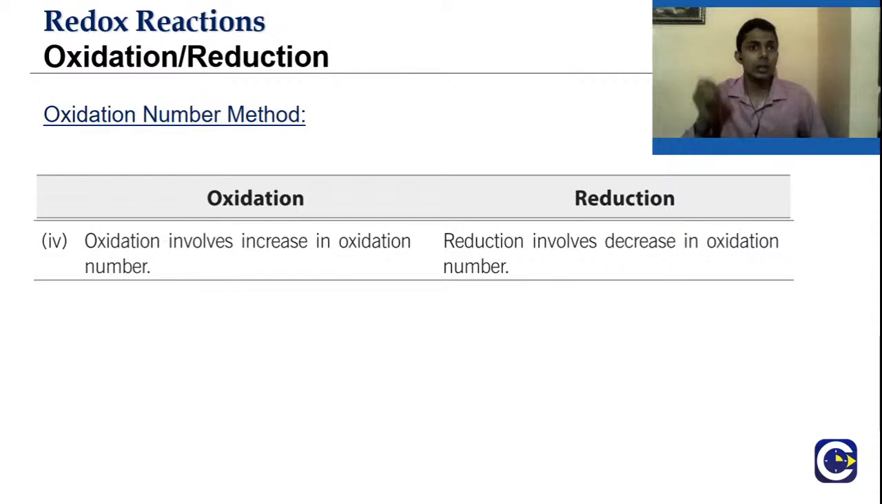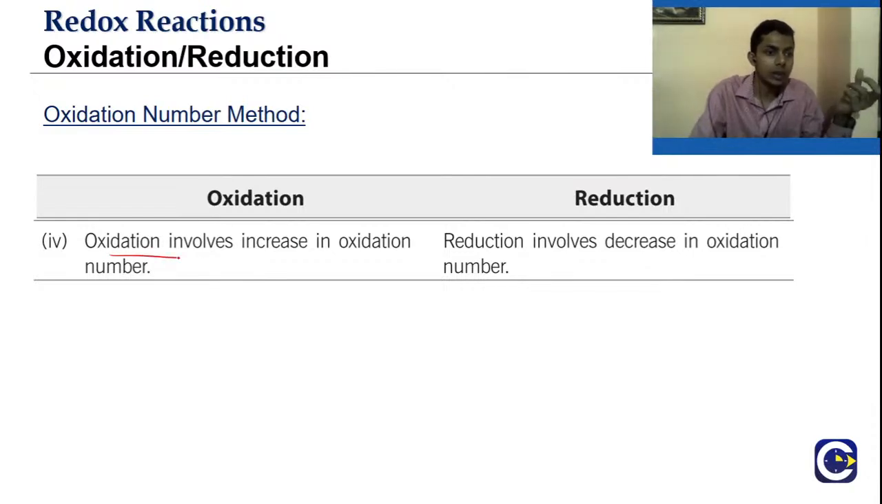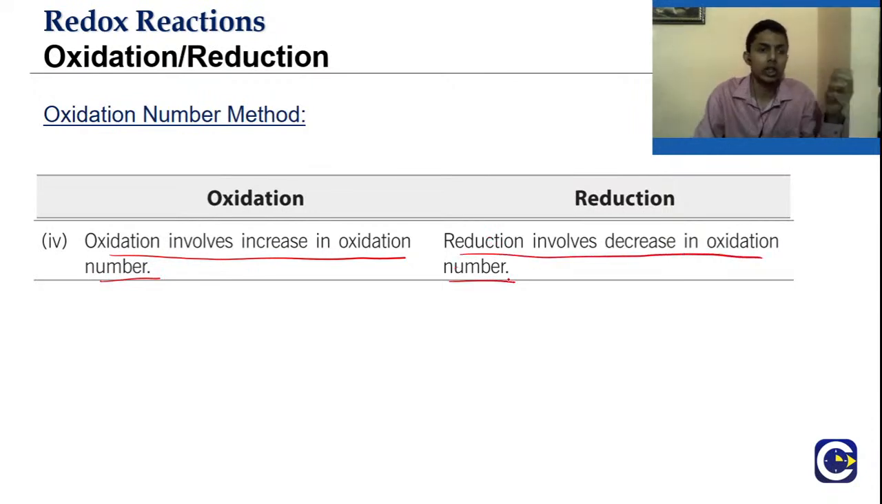So why were we discussing all of this? Because from the beginning we saw that oxidation and reduction can be defined using oxygen or hydrogen, electronegative, electropositive, and now we have another way to define oxidation and reduction. Oxidation involves increase in oxidation number and reduction involves decrease in oxidation number. So in any reaction, if the oxidation number of an atom is decreasing, then it is undergoing reduction. If the oxidation number of that atom is increasing, then it is undergoing oxidation.